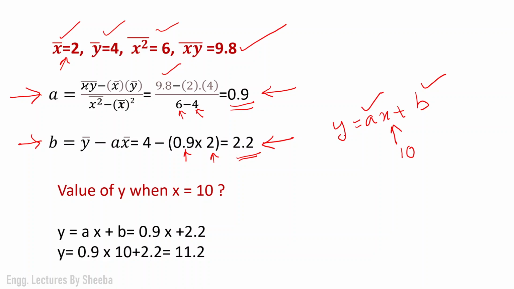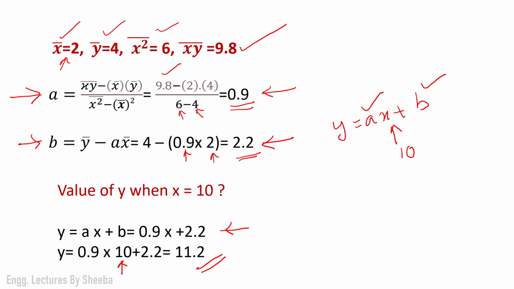So how will you predict the value of y? You substitute x is equal to 10 there. So we are substituting in this equation, that is 0.9x plus b is 2.2. So we substituted x as 10 here. So you got the value as 11.2. So what is the value of y when x is equal to 10? So the value is 11.2. So we have predicted the value of y for a particular value of x using the linear regression formula.